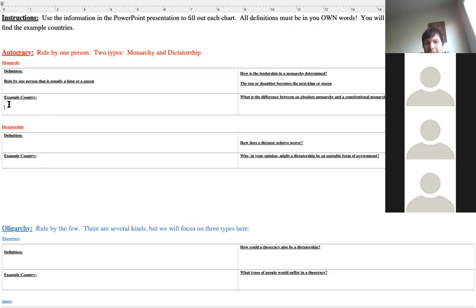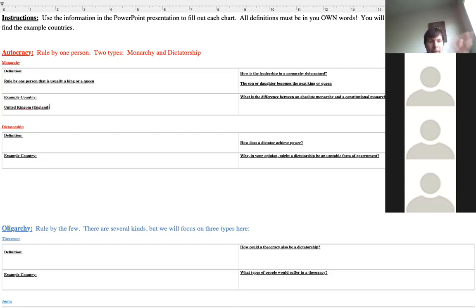How do I find out an example country? I intentionally did not put that on the slideshow for you. How would you find that out? You look it up. You have a computer right in front of you, and there are five or six of you. Does anybody know off the top of their head a country that has a king or a queen, that is technically a monarchy? UK or England. Britain, whatever you want to call it.